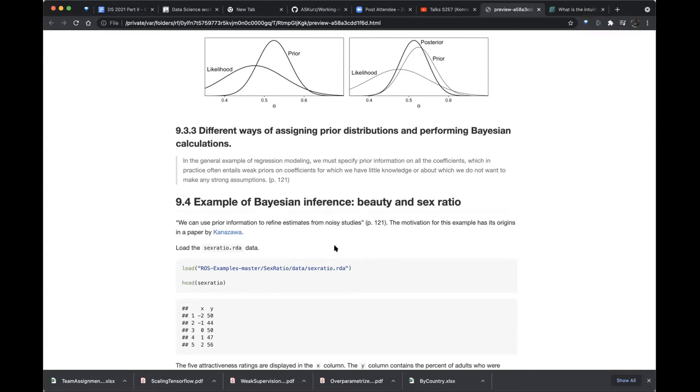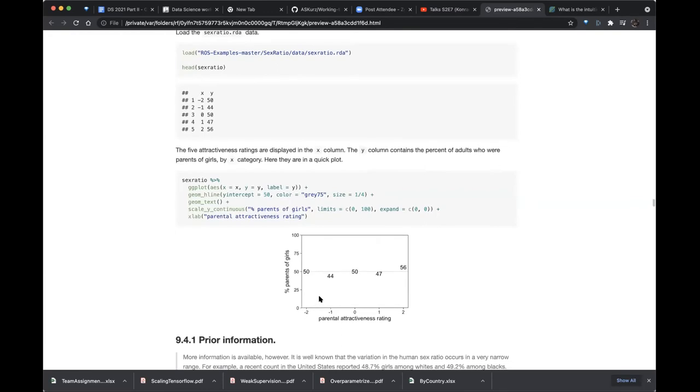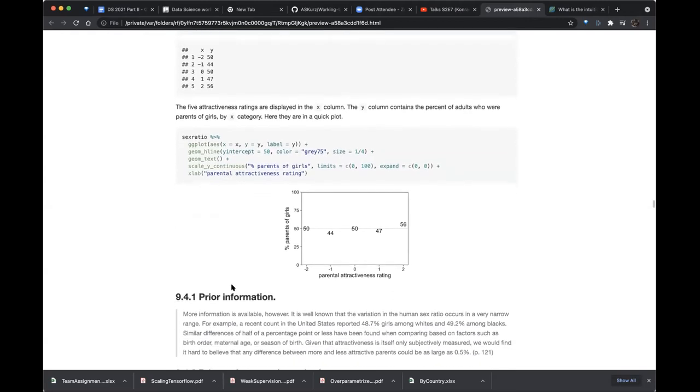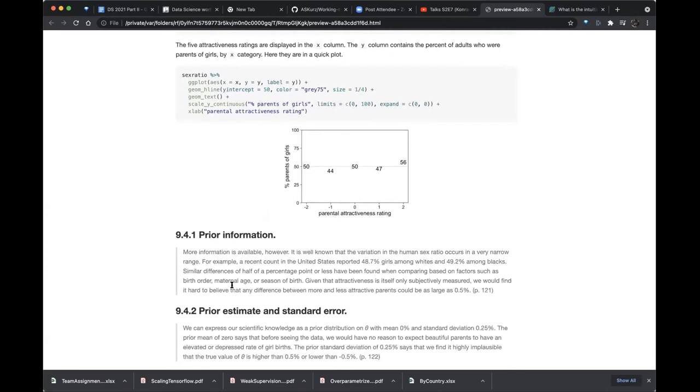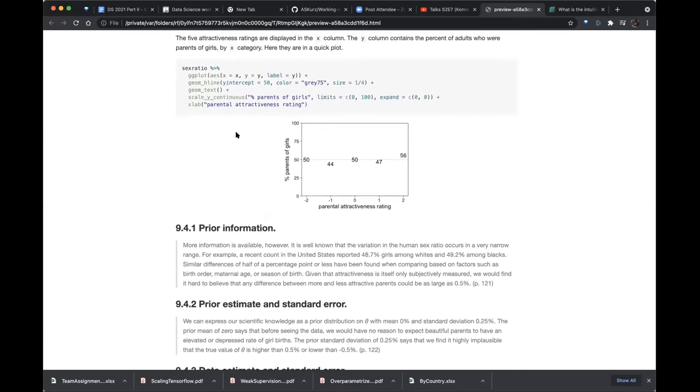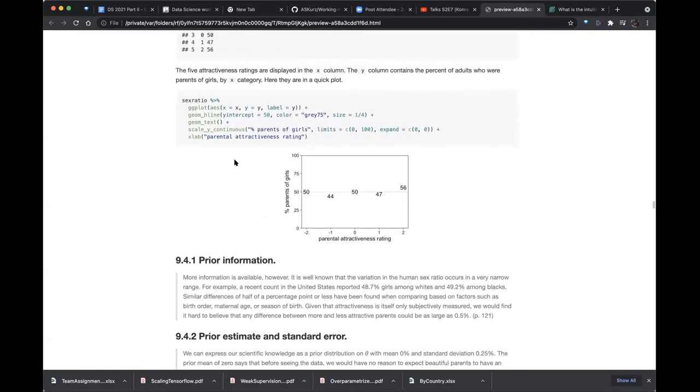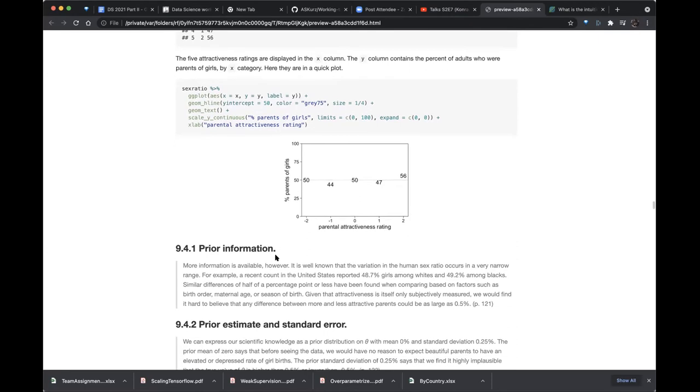So then we had this interesting example. Somebody published a paper and they said more attractive people have more girls. These authors did not really buy the results, so they said, let's look at this. Is this reasonable? There are a couple of potential issues with this study. There's that whole class imbalance thing. You might not have many people rated highly attractive, so even though you might have a big sample size, the number of highly attractive people might be very small. That was an issue.